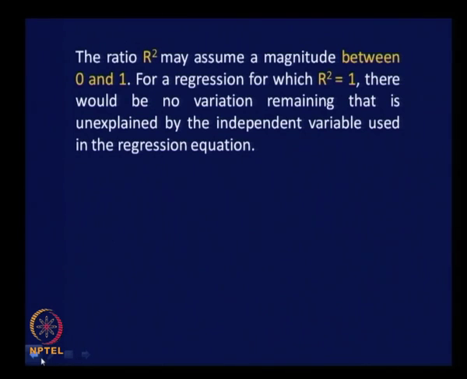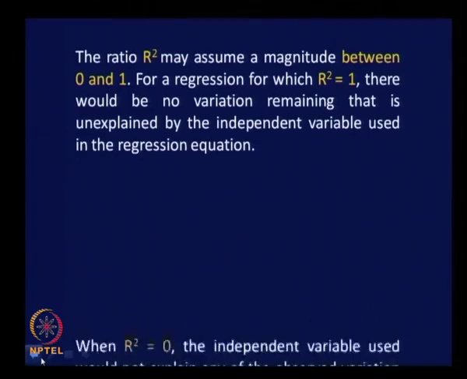For a regression for which R squared is equal to 1, there would be no variation remaining that is unexplained by the independent variable used in the regression equation. That means your independent variable is so effective that it is able to explain the whole of the variation of the dependent variable, right. And will it happen in practice? It is very rare, it may not happen, it is only an ideal situation which can be understood theoretically.